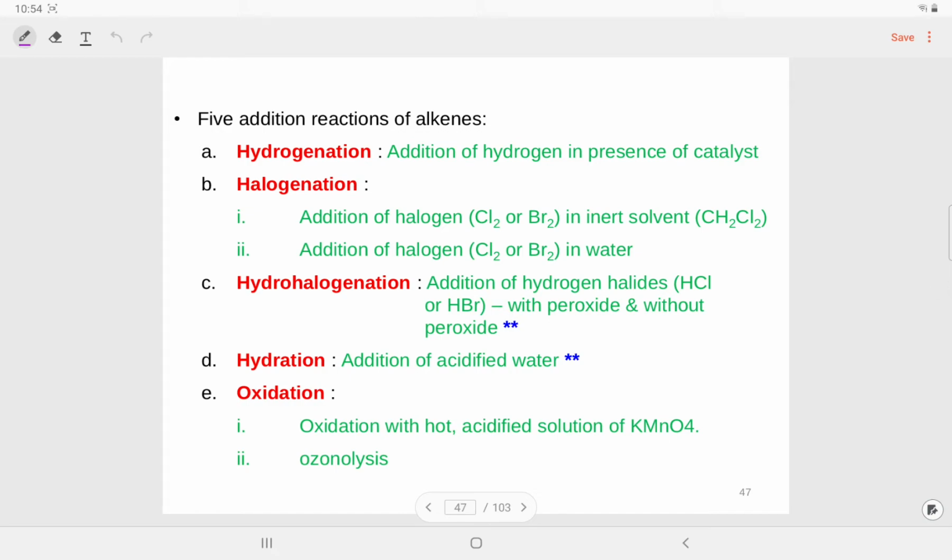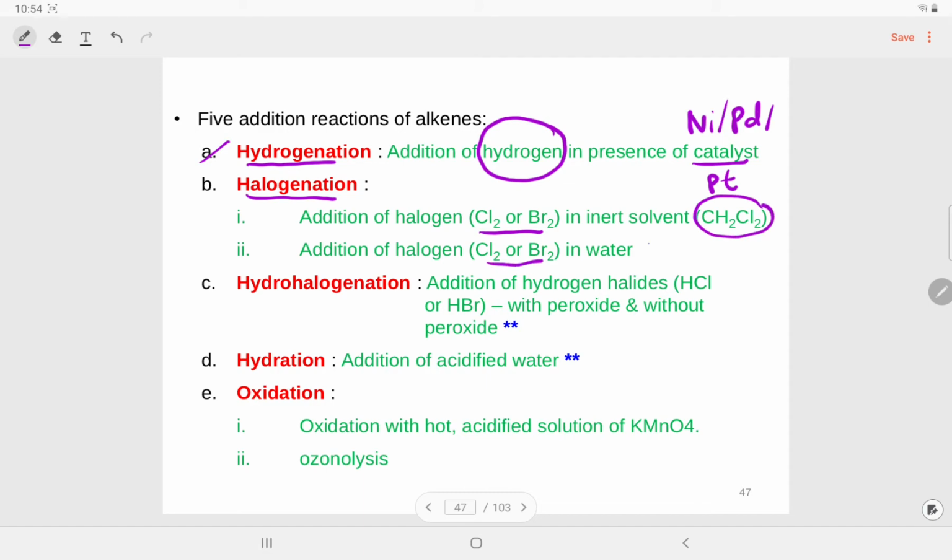So this is our hydrogenation, the name of the process. Our reagent is hydrogen, and the catalyst is nickel, palladium or platinum. Okay, the second is halogenation. We divide it into 2: halogen in an inert solvent, and halogen in water. So we have differences in the product formed. Part C is hydrohalogenation, also with 2 conditions. Okay, the first is with peroxide and the other is without peroxide. For the next part, hydration, the formation of alcohol, and the last part is oxidation.